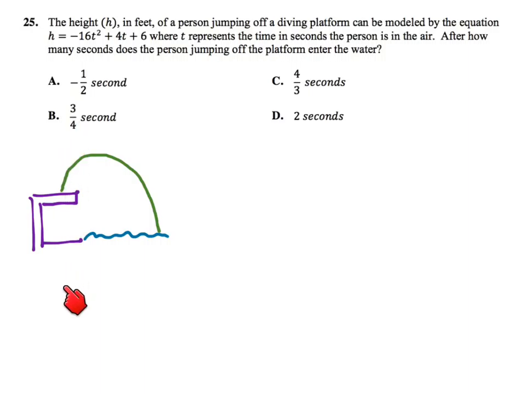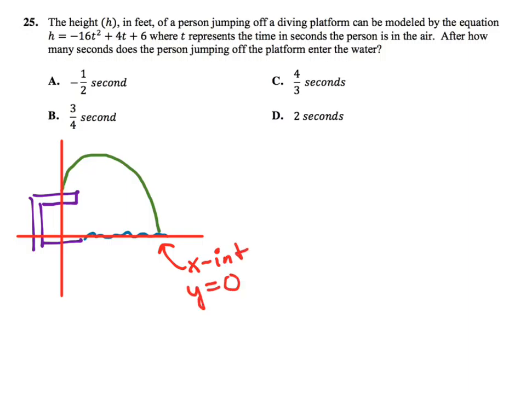So there's going to be the start, where x equals 0, so that's my y-intercept. Here's where it hits the ground, or the water, rather. Oh god, the ground would be painful. The water, which means y equals 0 here. So there are my axes. And when the diver hits the water, that is our x-intercept, and that means y equals 0.